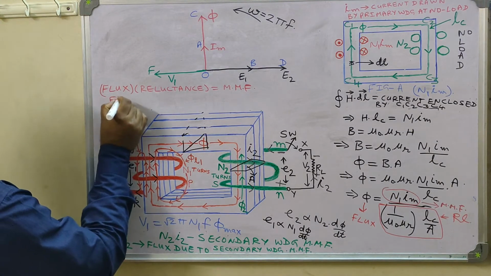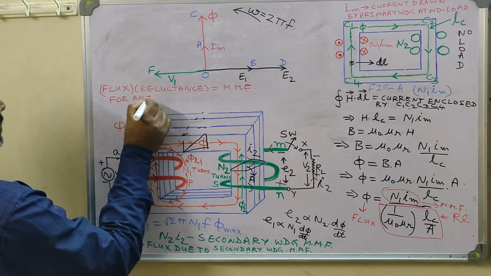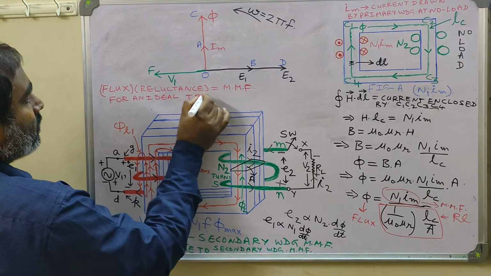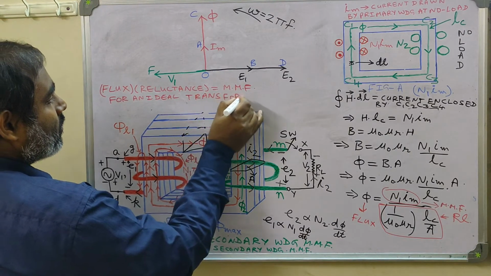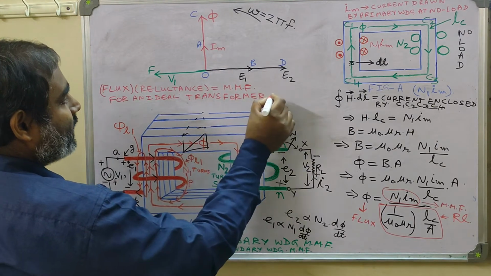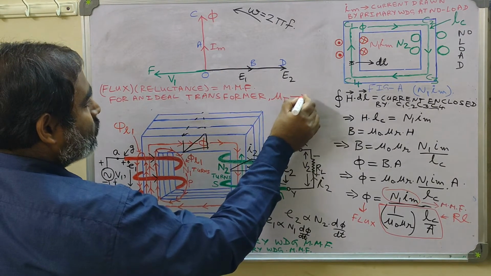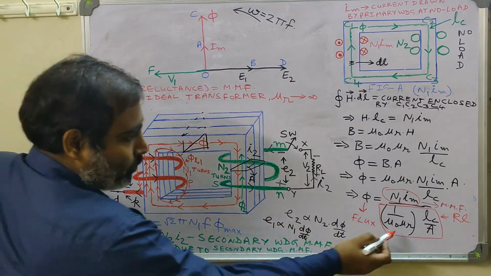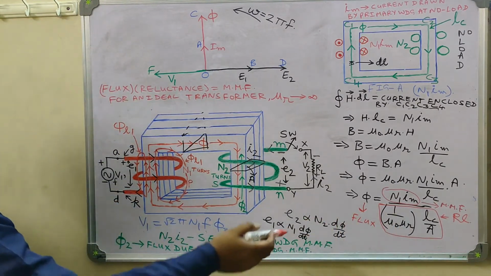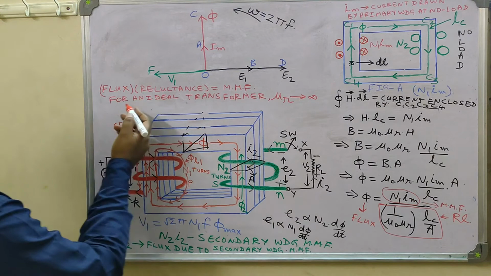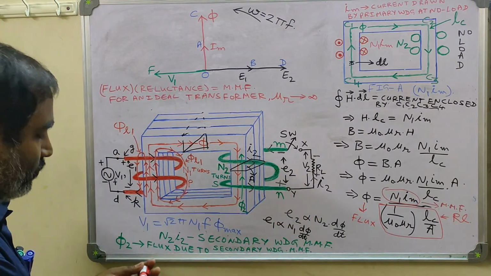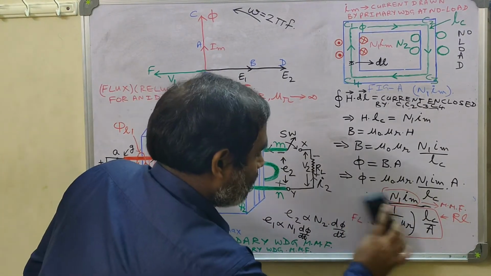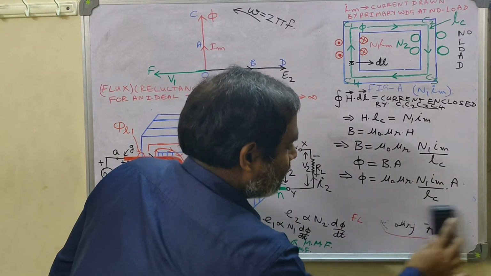If we include that assumption, for an ideal transformer, mu r tends to infinity. In that case, you look at this particular expression. If mu r tends to infinity, then reluctance will tend to 0. So allow me to rewrite this equation so that it is much easier to get the feel of what conclusion we want to make.